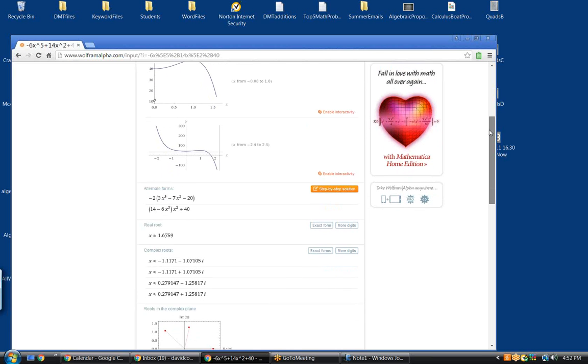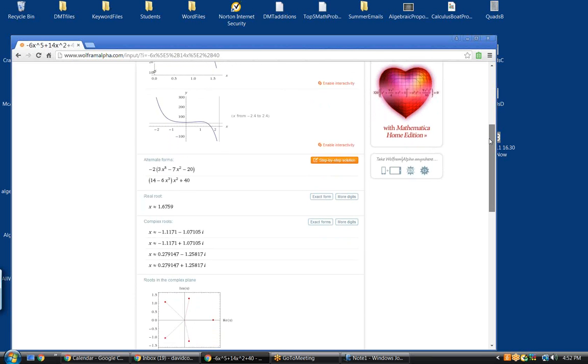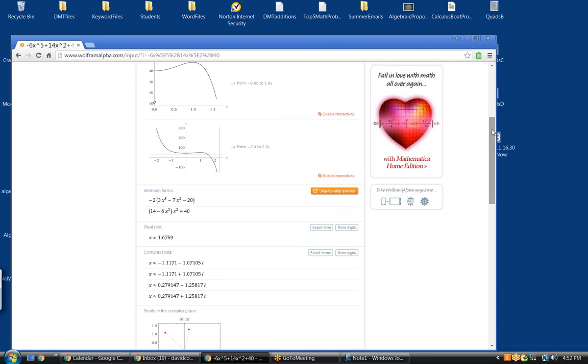Now, Wolfram Alpha also gives you some other interesting numbers. They give you the real 0. Notice that the real 0 occurs right there. That's at 1.6759.